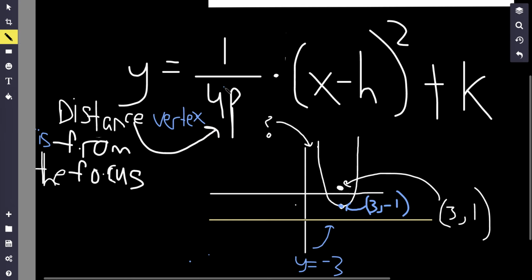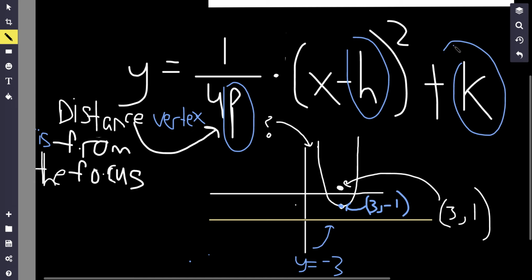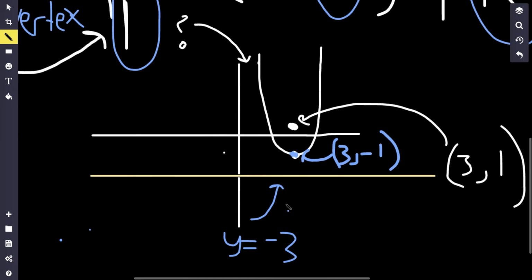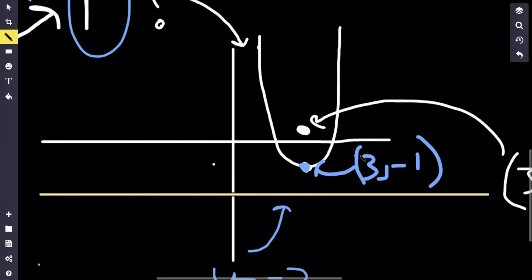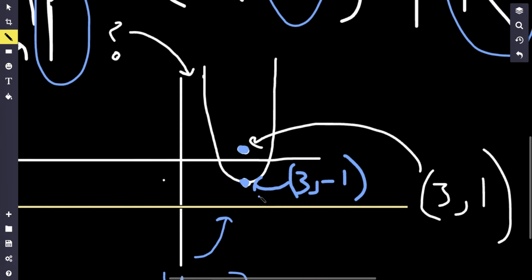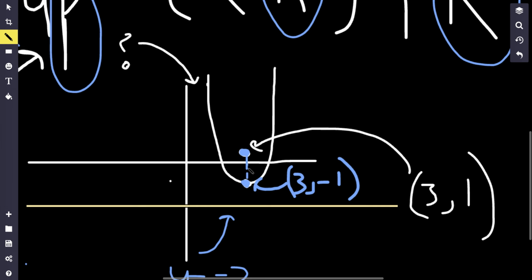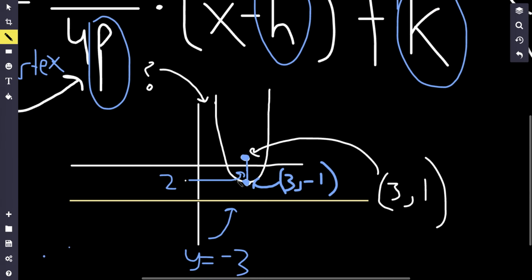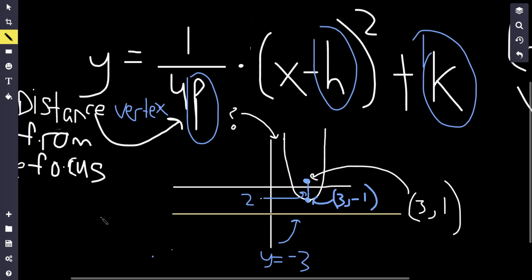Well, let's try to find out what each variable is in this case. First of all, what is p? We know p is the distance the vertex of my parabola is from the focus. So what's the distance from my vertex, (3, -1), to my focus, (3, 1)? You'll notice the distance from this focus to my vertex is 2. This distance right over here is 2. You go from -1 to +1, so the distance is 2. So p is equal to 2.